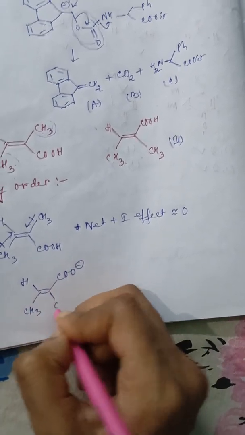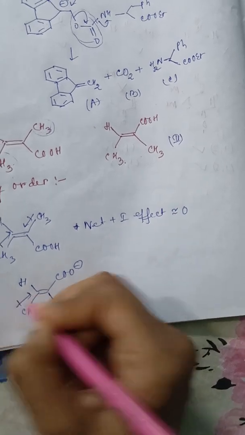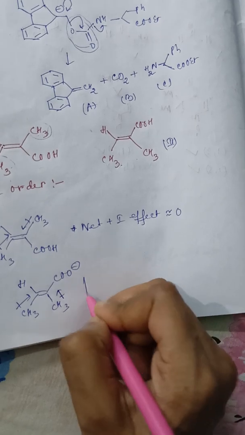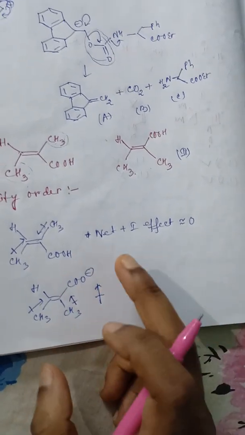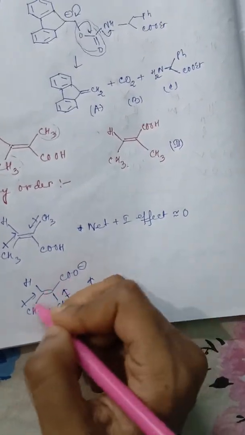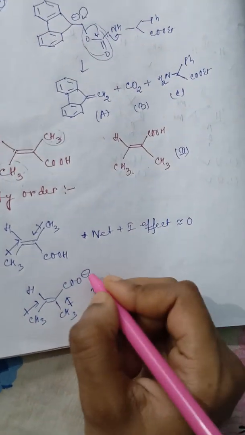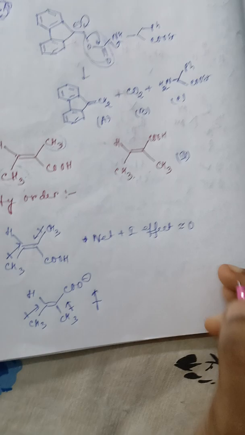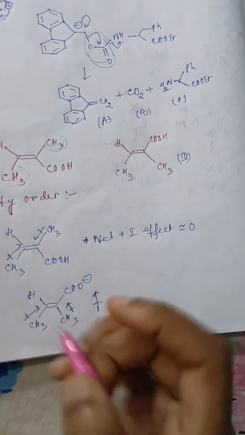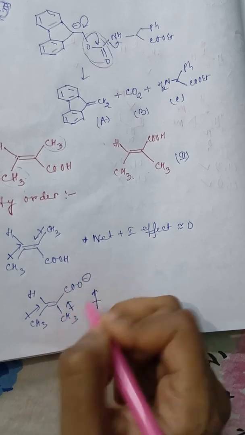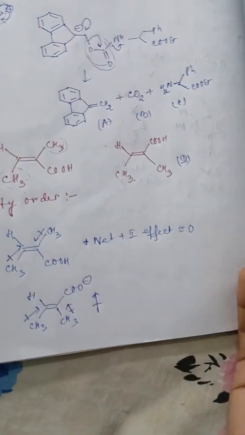better understanding. You see, it is having a plus I effect in this direction. It is also having a plus I effect in this direction. So ultimately the net is in this direction. So ultimately what happens? They are pushing electrons. Plus I effect means electron displacement. That means it is already a carbanion with more electrons. They are pushing the electrons toward this carbanion. That means they are making this conjugate base more unstable.